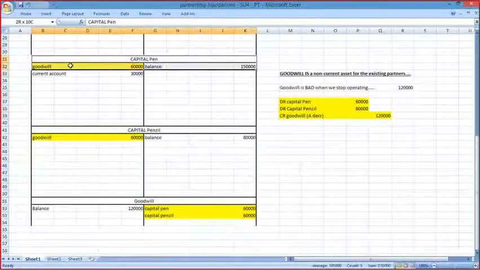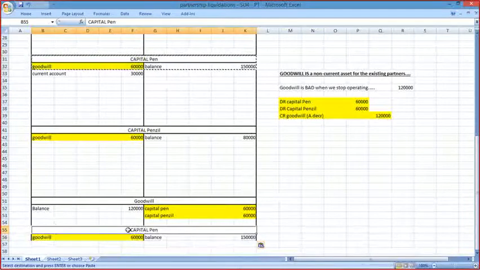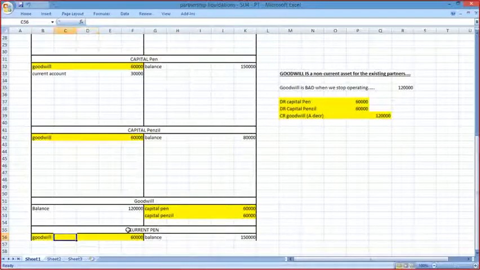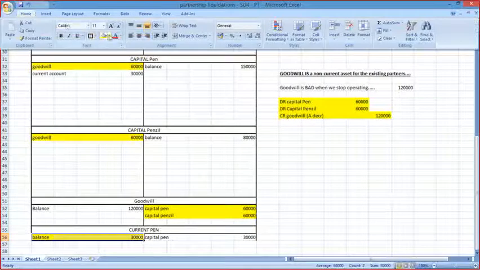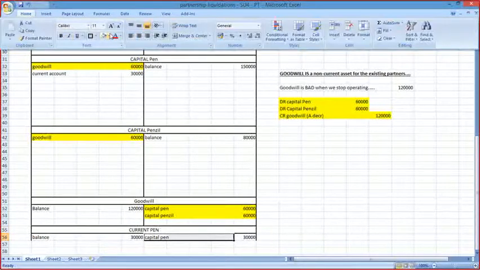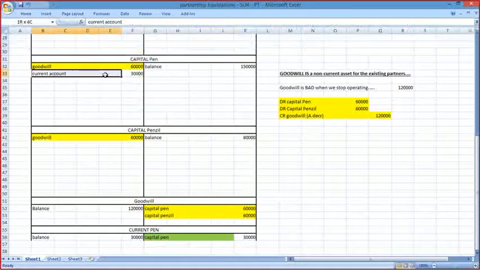Okay, maybe just to show you that as well. Just as an extract, current pen. In current pen, you would have had this balance, 30. So then you would have had capital pen, 30. Okay, so this account is being closed off because you had a balance. So there's the credit and there's the debit. Okay, perfect.